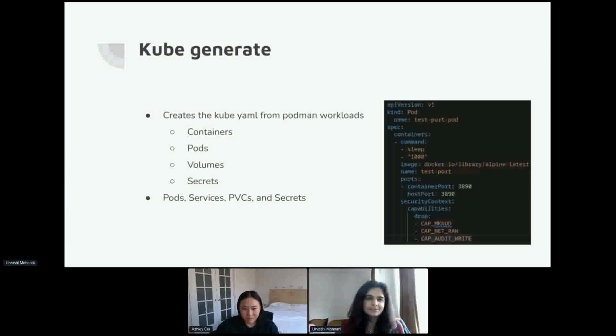So to dig deeper into each of these commands, Podman Kube generate, as the name says, generates a Kubernetes YAML file for you. You just have to pass in the container ID, the pod ID, the volume name, secret name, etc., and it will create a Kube YAML with the Kubernetes kinds with respect to that. We currently support pods, services, PVCs, and secrets in the Kubernetes objects, and we are actively working on supporting more Kubernetes objects right now. One that is in development is supporting the generation of deployments.